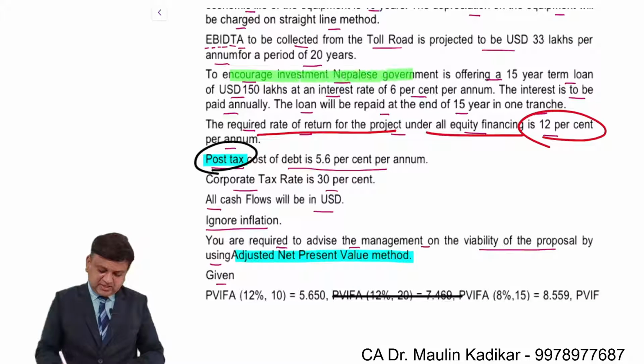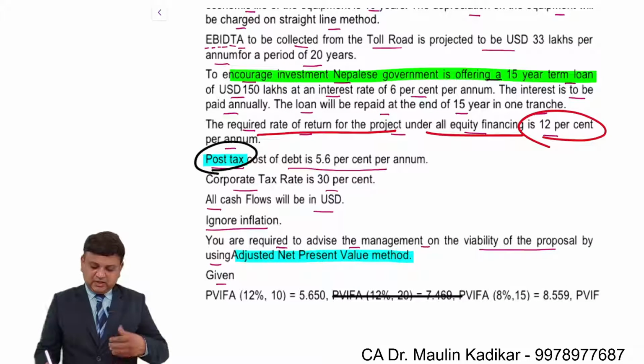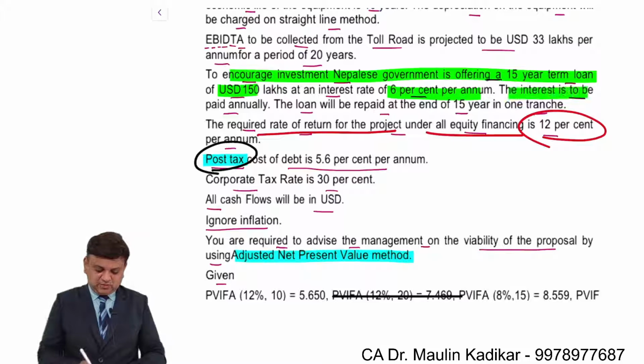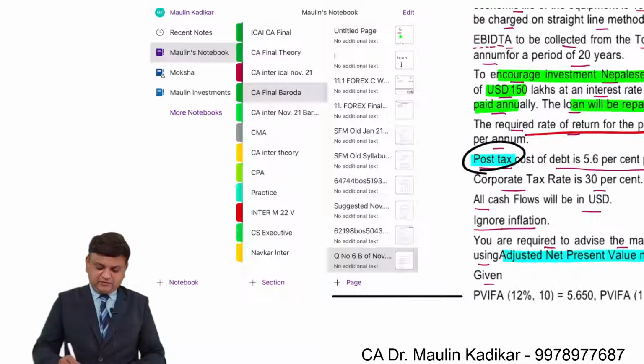To encourage the investment, the Nepalese government is offering a 15-year term loan of $150 lakhs at the rate of 6%. Interest is to be paid annually and the loan will be repaid at the end of the 15th year.